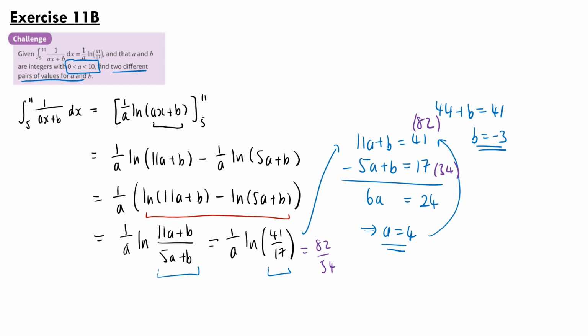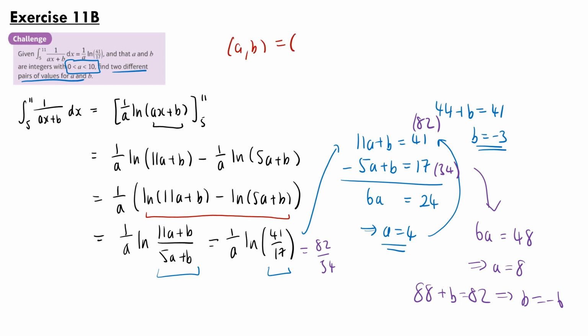Taking away the two equations again, this time using 82 and 34, we get 6a is equal to 82 take away 34, which is 48, which means our a now is 8. And putting that back into the top equation, 11 times a is 88, plus b equals 82, so b equals minus 6. So our two pairs of values for a and b are either 4 and minus 3, or 8 and minus 6.